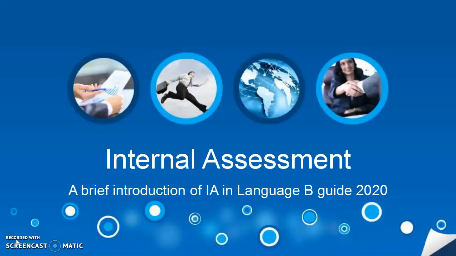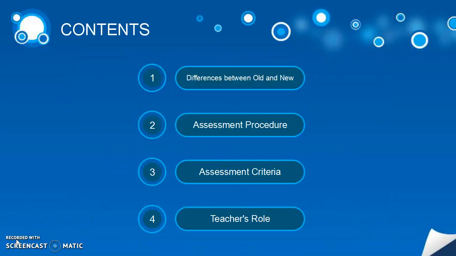Now I will talk about how I will run the internal assessment in my workshop for a group of experienced teachers. Since the target audience is a group of experienced teachers, I suppose they know something about the old guide. So I will start with the difference between old and new, and the second part is assessment procedure. The third part is assessment criteria, and the fourth part is about teachers' role.